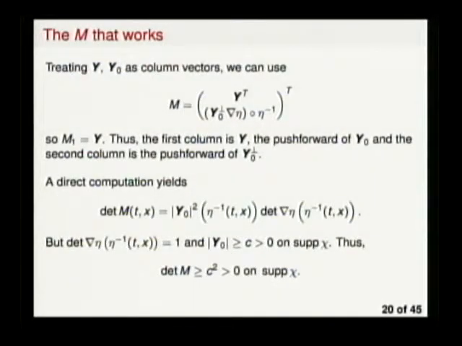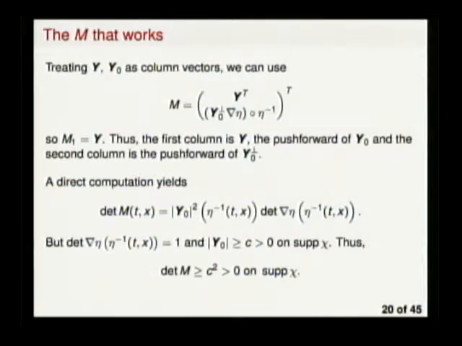All right, so what do you do? Well, it turns out the M that works is quite simple. So the expression looks a little bit weird, but the first column there is y, and y is the push forward of y naught. The second column is the push forward of y naught perp. So he's pushing forward both of those things and making the first column y and the second column the push forward of y naught perp. So a computation gives that expression for the determinant of M, but the determinant of gradient in the flow map is 1 because it's incompressible.